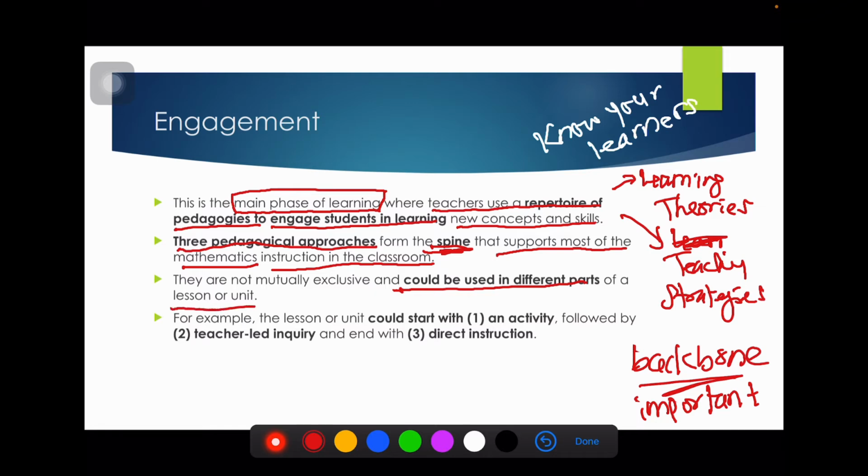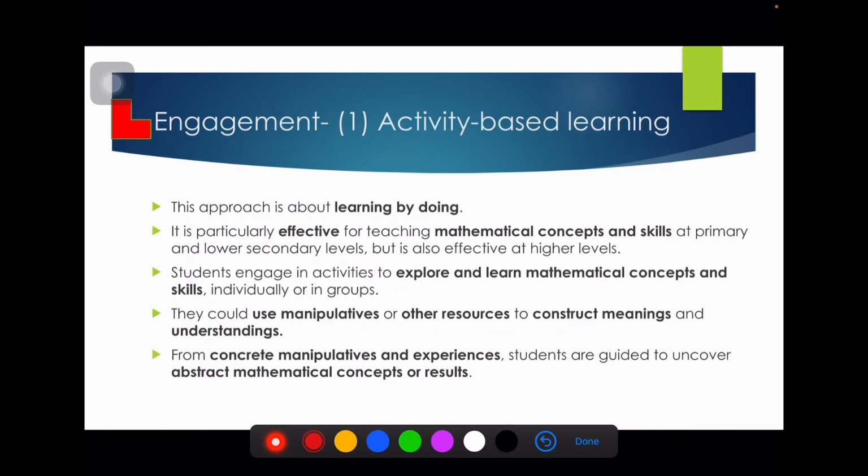unit. So you can use them at the beginning of your lesson, or in the middle of your lesson, or at the end of the lesson. For example here, the lesson or unit could start with an activity, followed by teacher-led inquiry, and at the end, direct instruction. So you could use them in different parts.